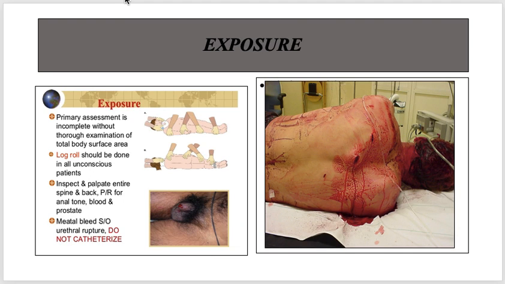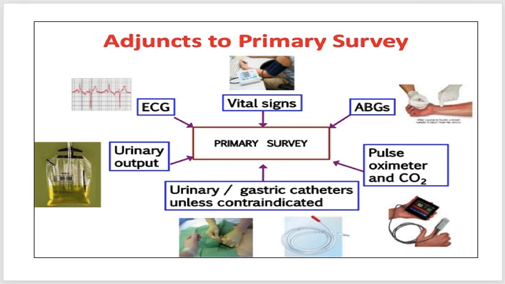So what they do is cut open all the clothes and look at the whole body. You can see over here, for example, how many injuries they can see. In this one, if the cervical spine is cleared and there is no injury, you can move him like this. Otherwise, there is the log roll method. You can see over here, this is the log roll method. If you find any blood at the urethral meatus, never try to catheterize, because you can make the injury worse. So these are the things.